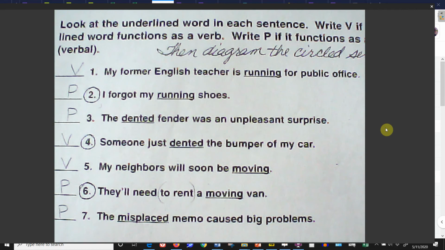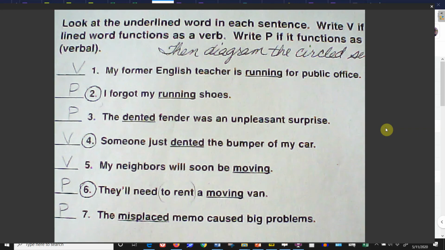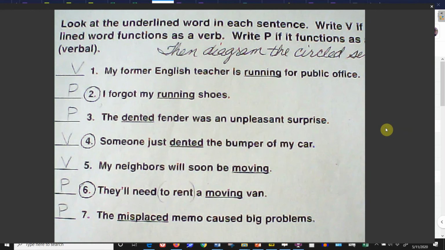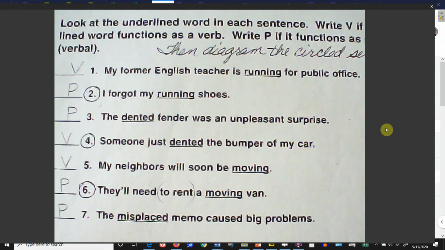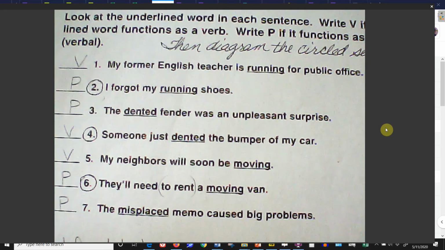Number 6, they'll need to rent a moving van. Moving tells me what kind of van, and I'll admit right now that the diagram on this guy is a little intense, and there's 2 on the back that are also. So if they were a little extra challenging, that's okay. And I'll show you 2 possibilities for diagramming this baby. And then number 7, misplaced tells me what kind of memo or which memo, the misplaced memo. So they were V, P, P, V, V, P, P. There they are. And then the diagrams on 2, 4, and 6.